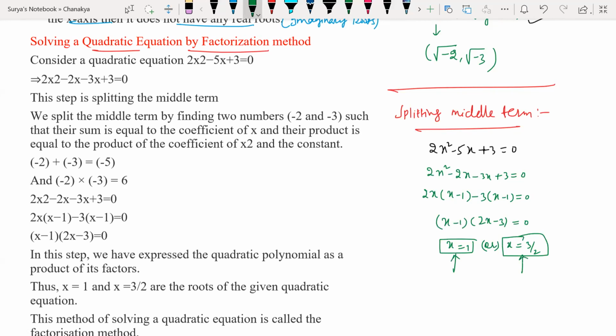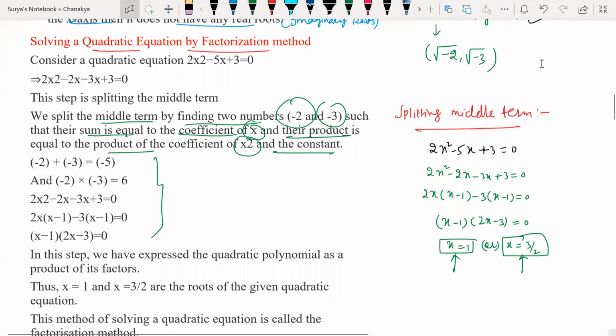Any doubts till this? No doubt, sir. Very simple. Look at this here. Split the middle term, finding two numbers such that their sum is equal to the coefficient of x and their product is equal to the product of the coefficient of x square and the constant. That's how all the process has been done here. I hope it is very clear with everyone. Since you already know this concept, let us not waste much time on this.